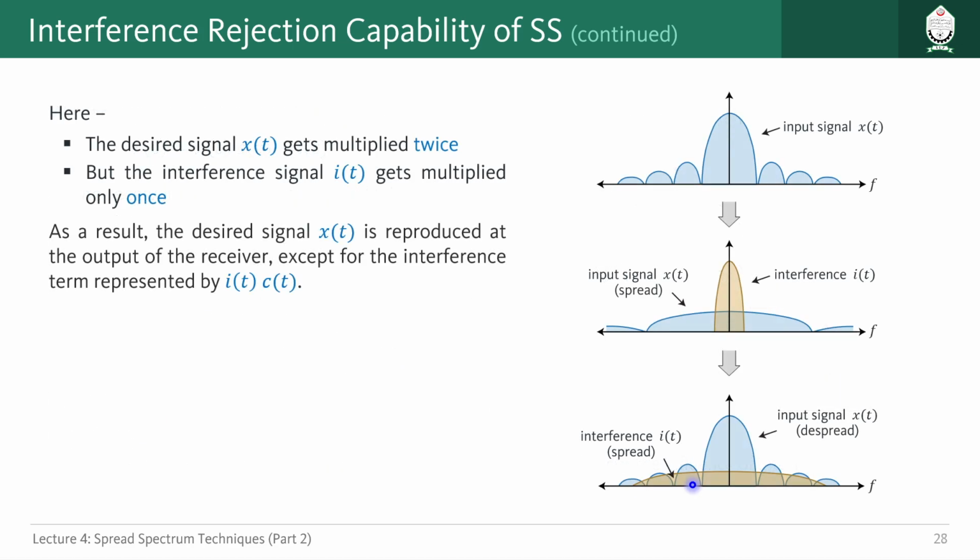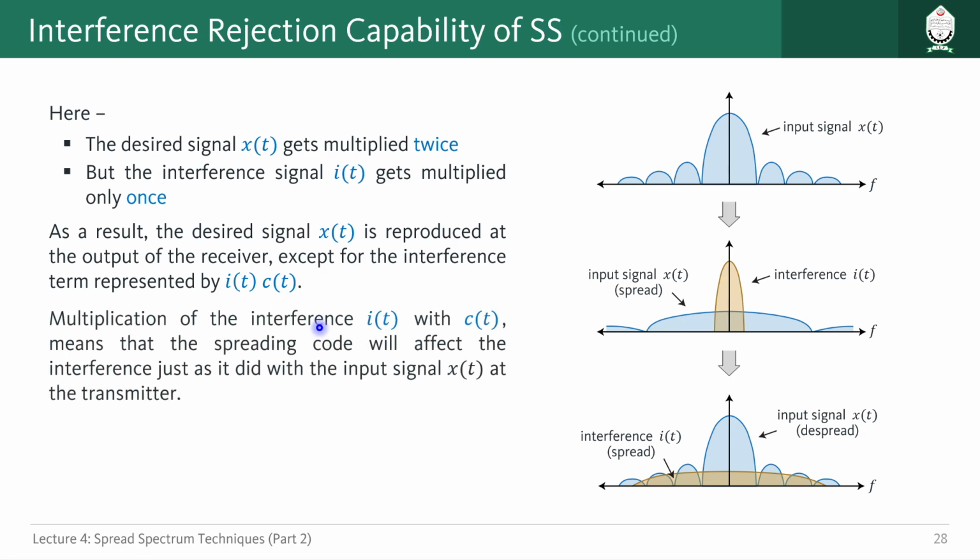As a result, what will happen? At the receiver, we are going to get back our signal x of t, but there will be some interference term I of t multiplied with c of t. This is because our input signal x of t will get multiplied twice, once at the transmitter, that will spread our signal, and at the receiver it will get despread, and finally we are going to get x of t, the original bandwidth of x of t will be retrieved.